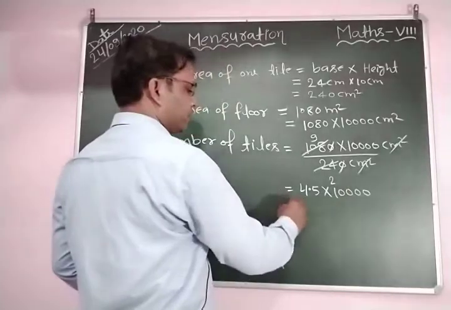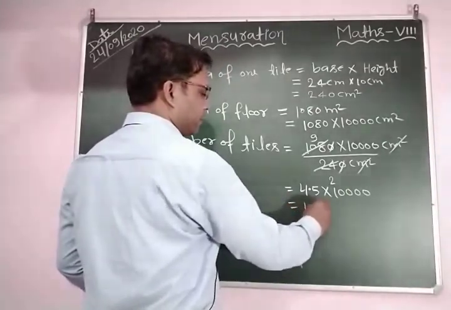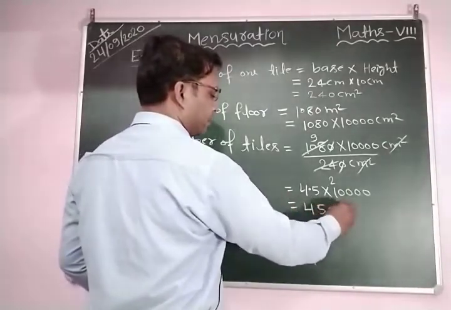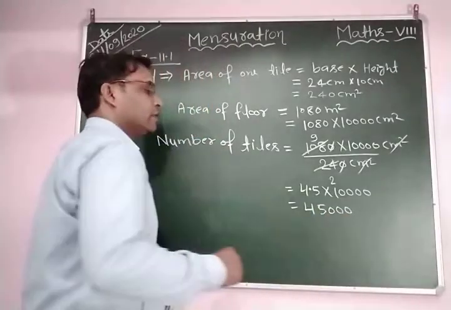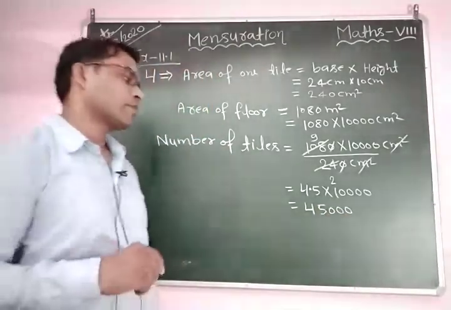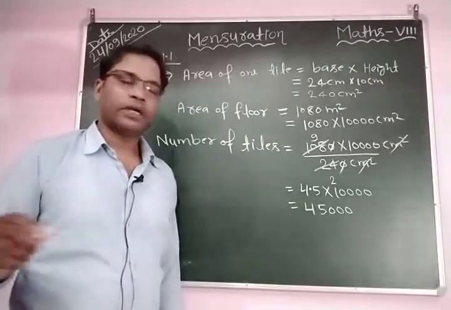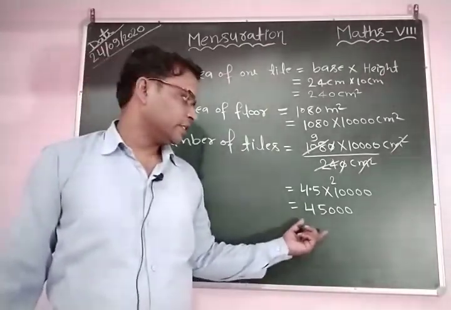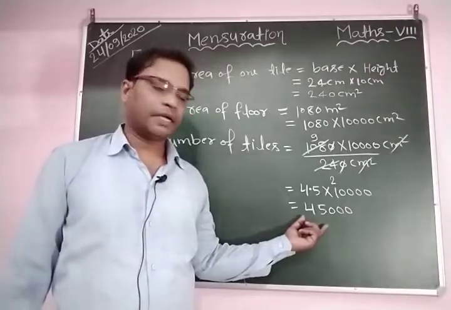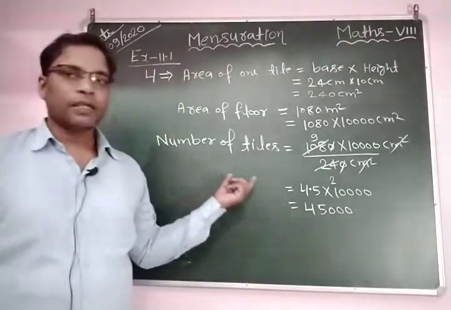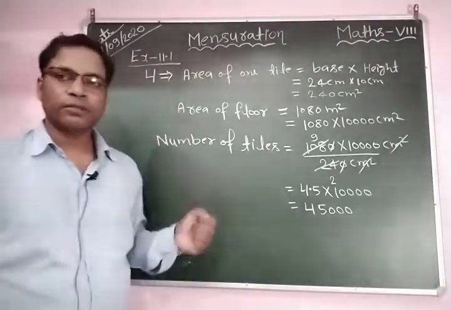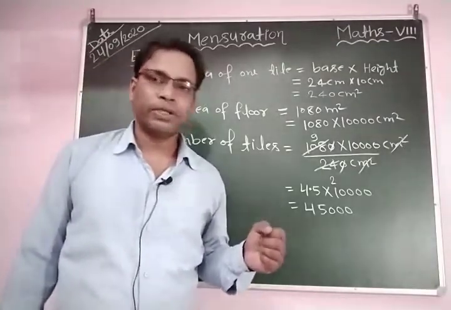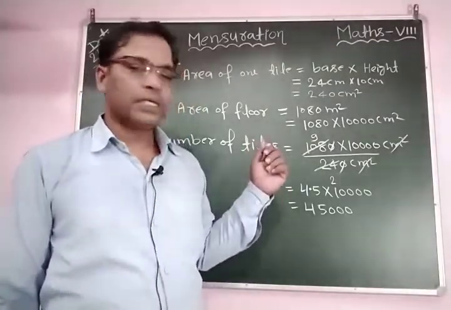Okay, this is equal to 45,000. This is equal to 45,000 tiles. What is this? This is the number of tiles, 45,000 tiles.